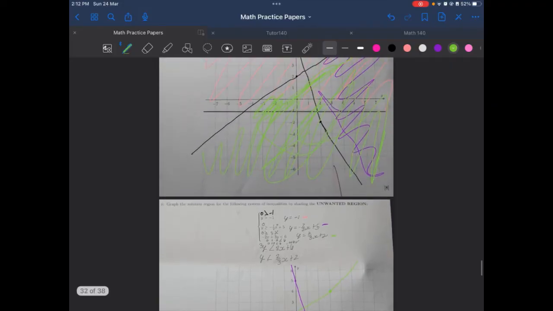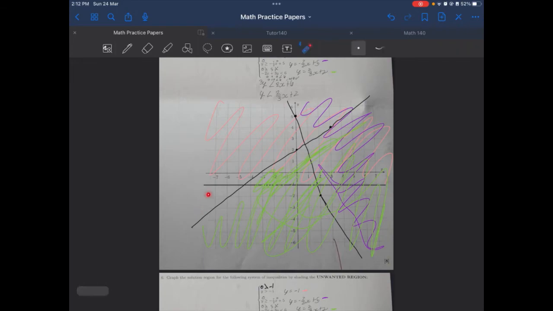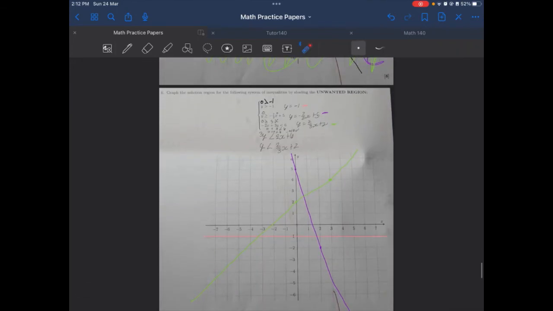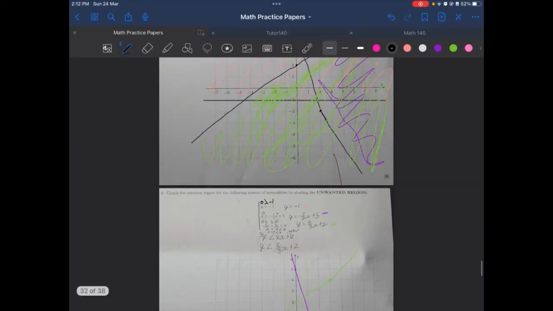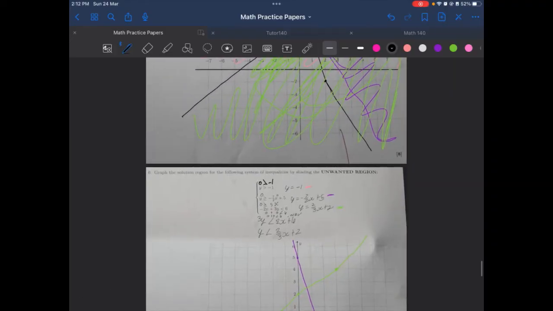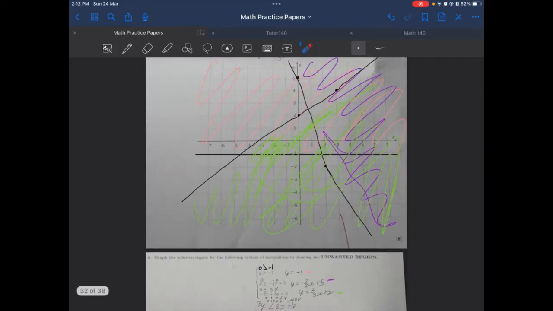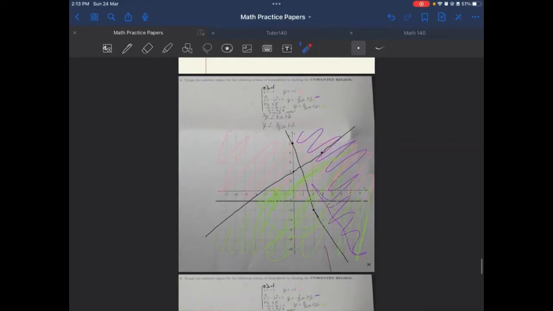Okay. Now if we go up here, like we say, this side is the only side not shaded. So the unwanted region is this side. So we just shade this side. Because they say graph the solution set for the following system of inequalities by shading the unwanted region, and this is the unwanted region, so we shade that. That's why I like to do this on a little separate piece of paper for working.